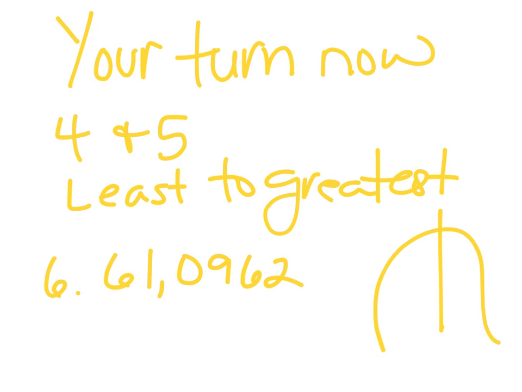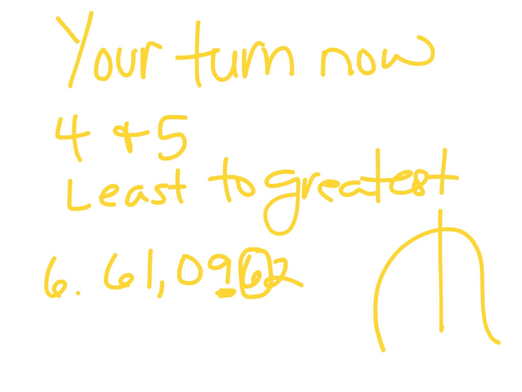Okay, and the last box on page 26 is your turn now. Numbers 4 and 5 want you to order all the decimals from least to greatest. Number 6 wants you to round 61.0962 to the nearest hundredth. And the nearest hundredth is, we're going to be talking about this one right here. That means we're going to use this one right here to tell us what to do with this one.